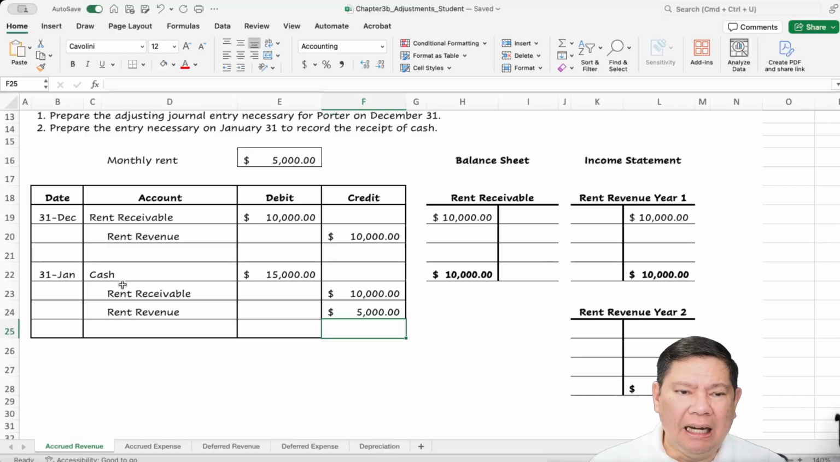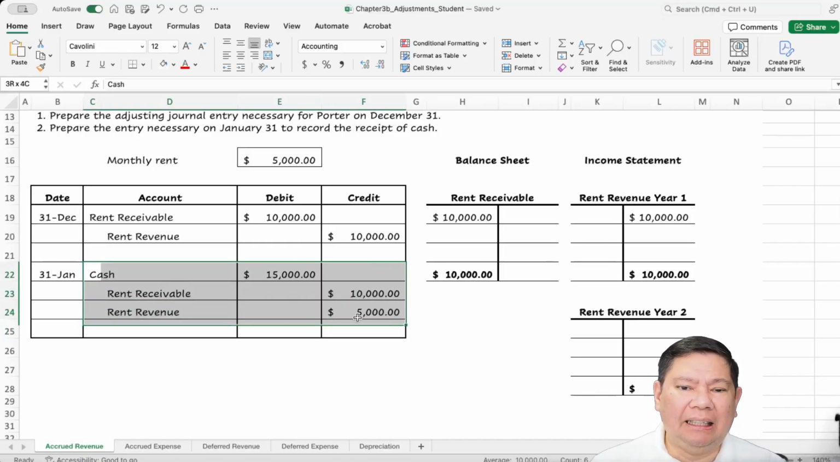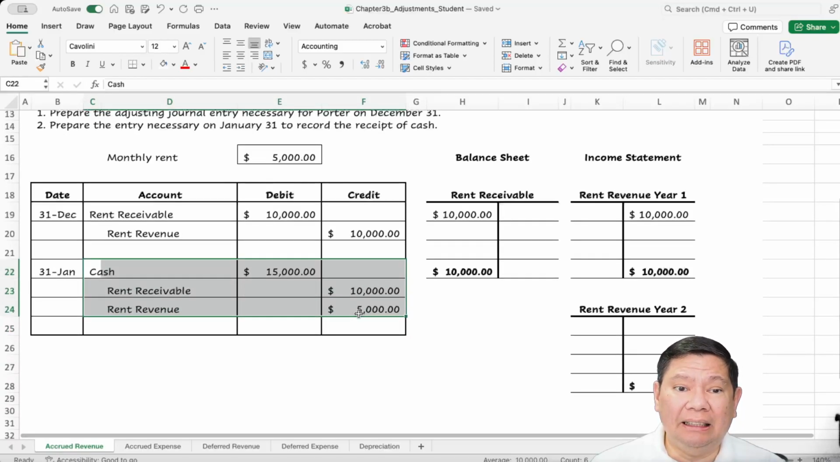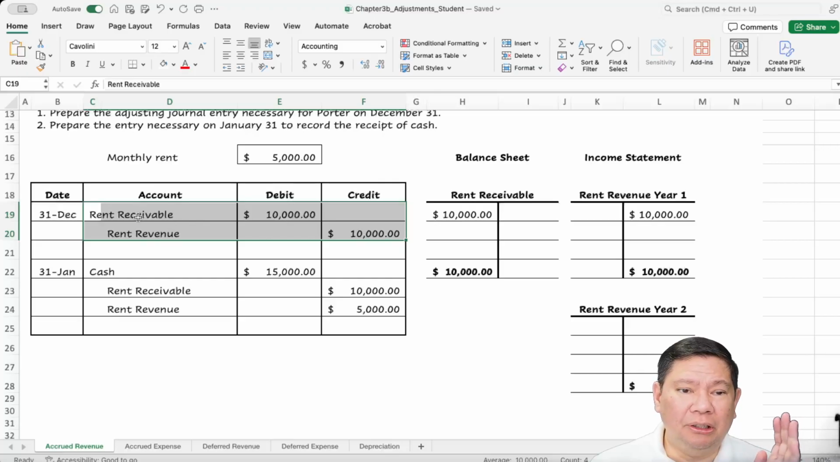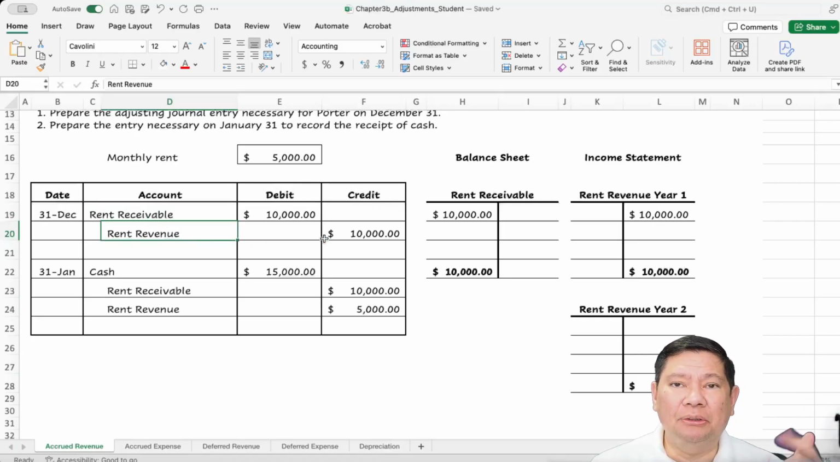Okay. Now, this is not an adjusting entry. This is a real transaction general journal entry. This one is the adjusting entry because there was no transaction at the end of December, but yet we have to recognize this rent revenue for $10,000 and we have to recognize receivable for $10,000.